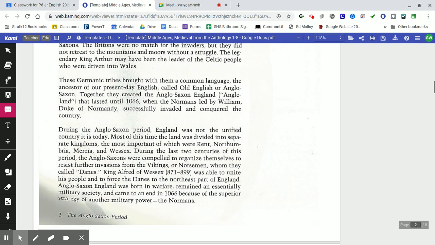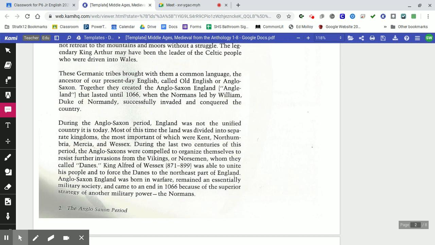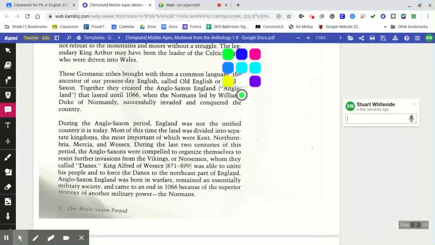These Germanic tribes brought with them a common language, the ancestor of our present-day English called Old English or Anglo-Saxon. Together they created the Anglo-Saxon England, that lasted until 1066 when the Normans, led by William, Duke of Normandy, successfully invaded and conquered the country. So this invasion with the Normans were the French from that part of France.